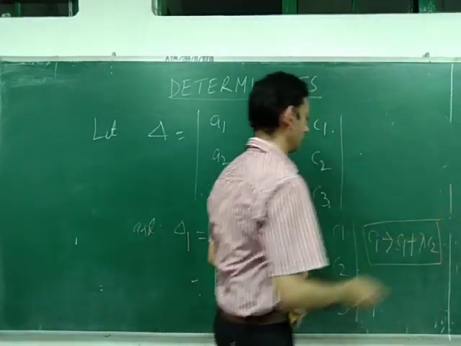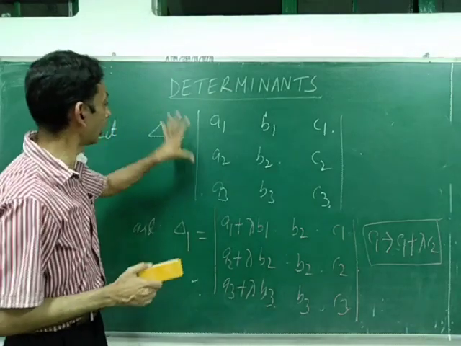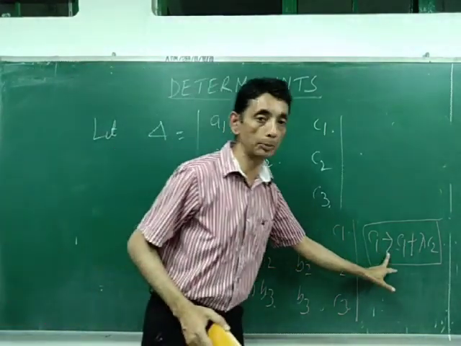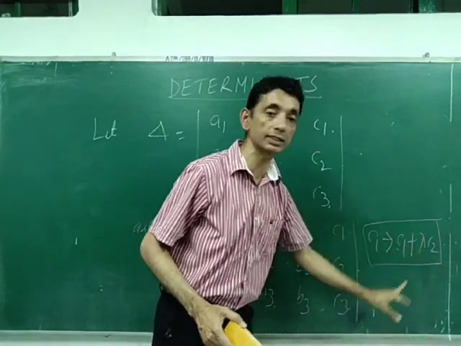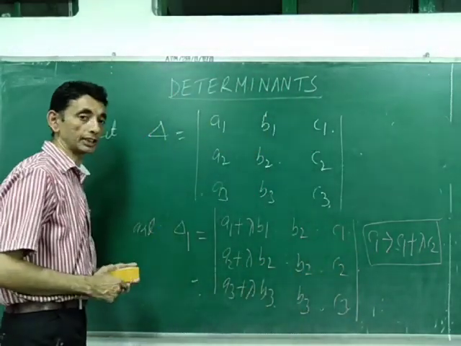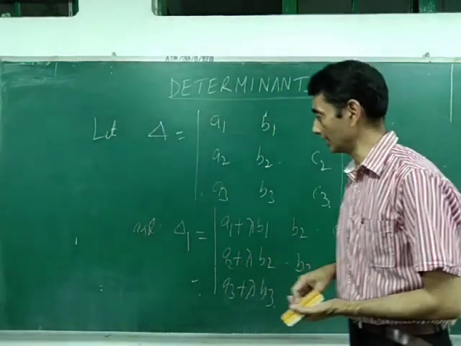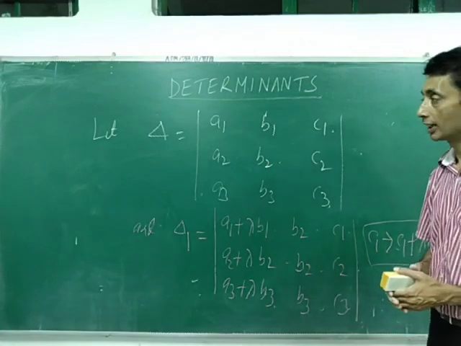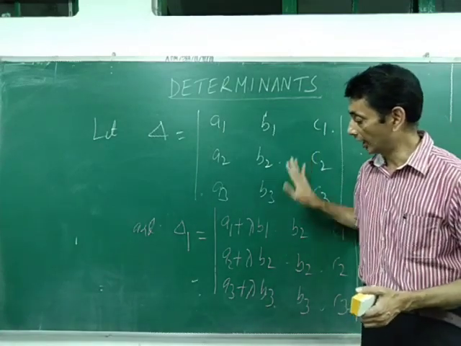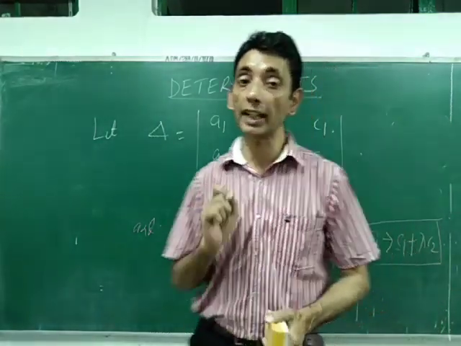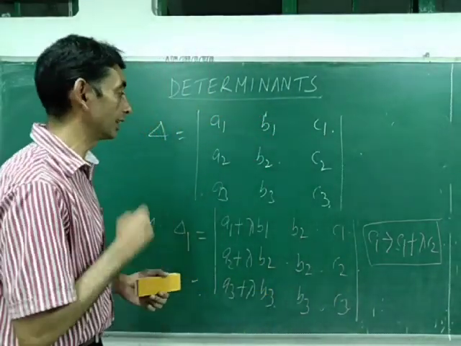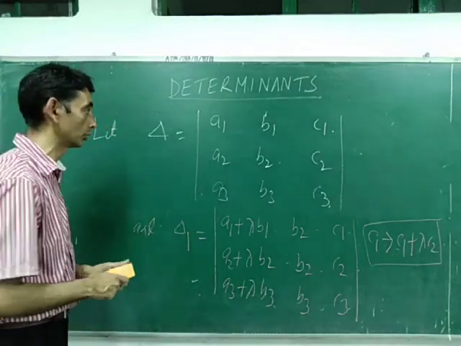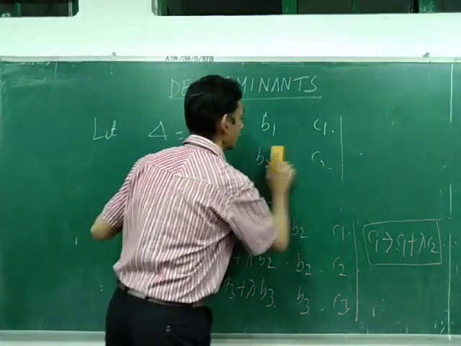This is our original determinant, and this is the determinant obtained using this property, that is C1 plus lambda C2. This property says that there won't be any difference between these two determinants. The value of delta and the value of delta 1 will be exactly the same. Then how to prove or verify this? We are going to verify this now.